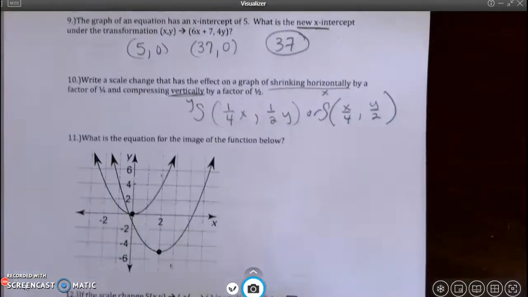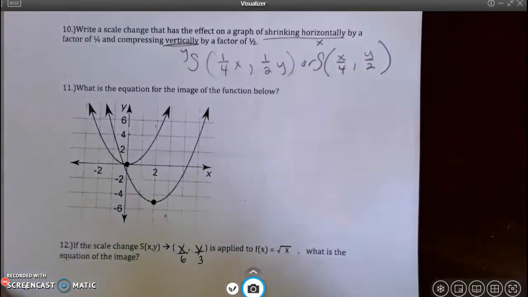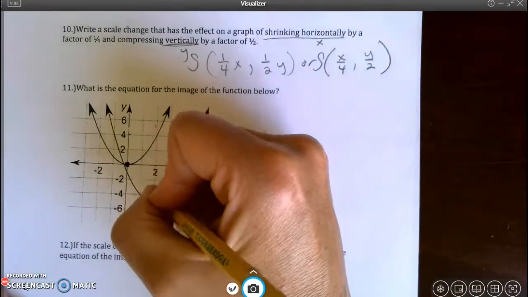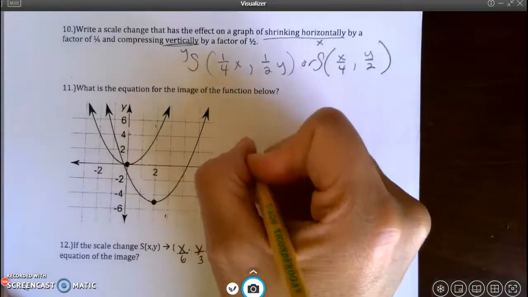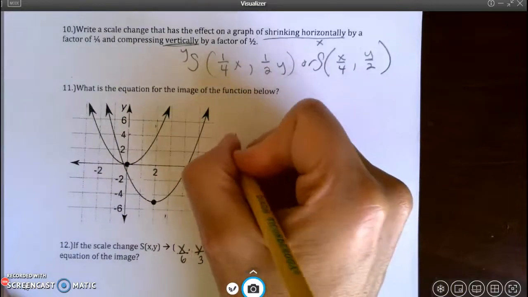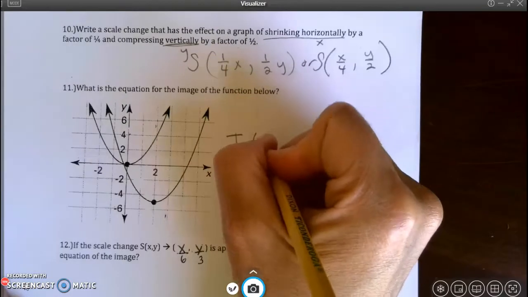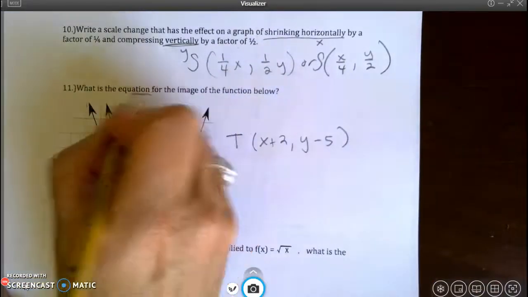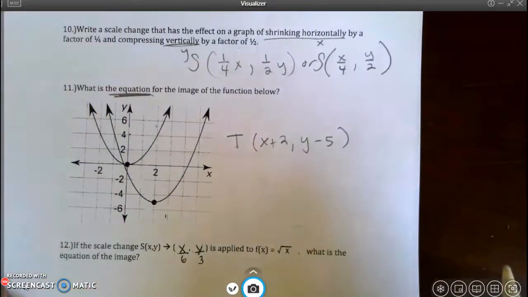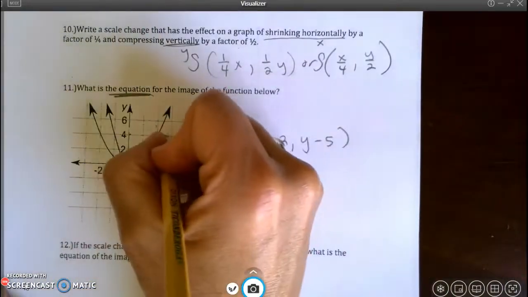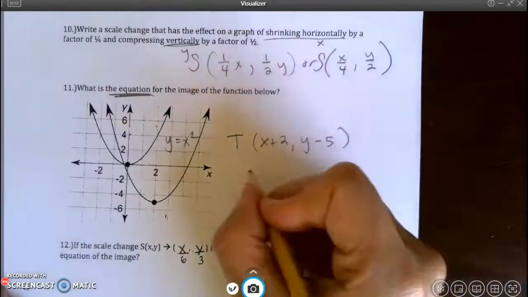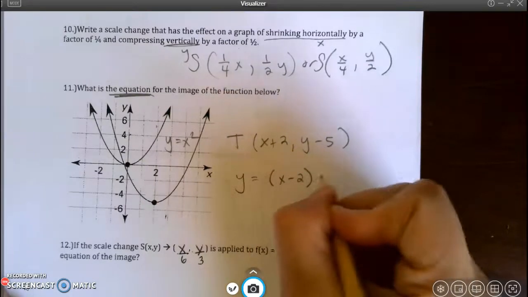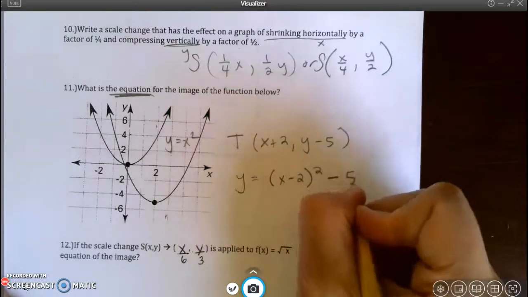Right, number 11, what is the equation for the image of the function below? All right, so if I started here and I went 2 to the right and 5 down, my translation was x plus 2, y minus 5, but I want the equation. And my parent function, by the way, is y equals x squared. So it's going to be y equals x minus 2 squared minus 5.